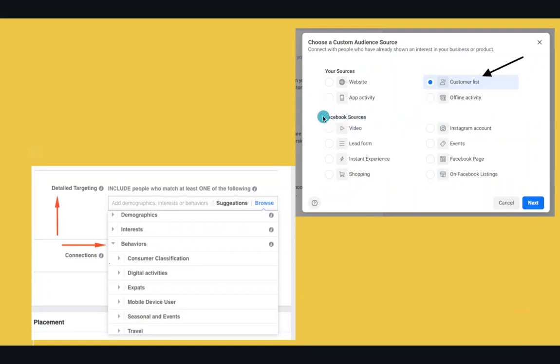So Facebook sources now is video. If you click on video here, what Facebook will do is that they'll list all your Instagram videos or all your Facebook videos, and you can target people that have watched any particular videos here, right? You can select all of them. You can say, oh, I want to select people who only watched this video, right?